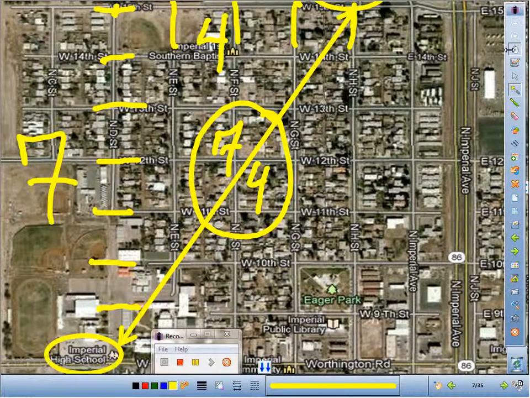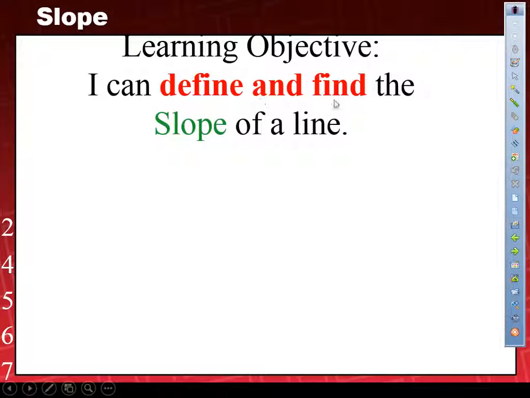So with that said, our objective for today: I can define and find the slope of the line. Let's read together. 1, 2, 3. I can define and find the slope of the line. And by the way, I just made you guys rappers. I can define and find the slope. Never mind. All right, copy that, please. Thank you. So you have the objective.